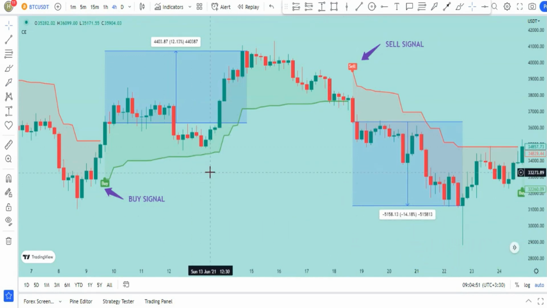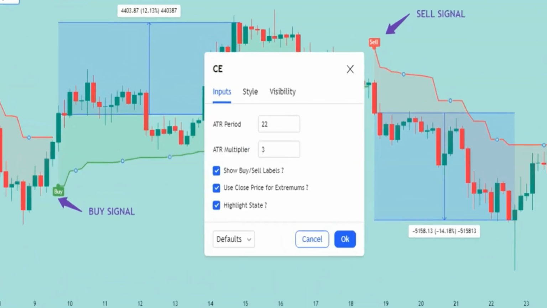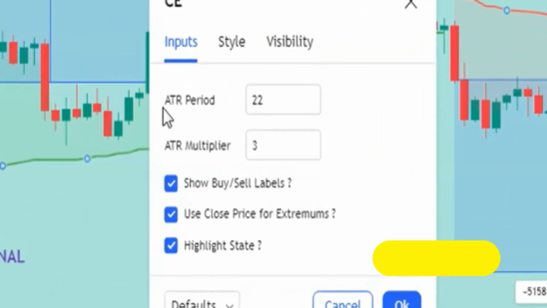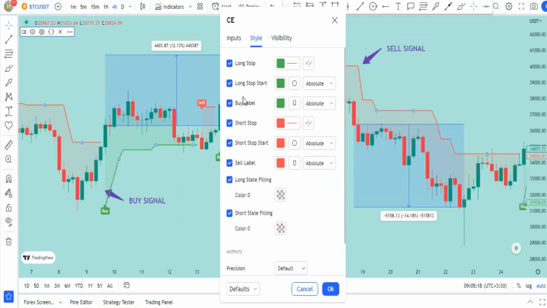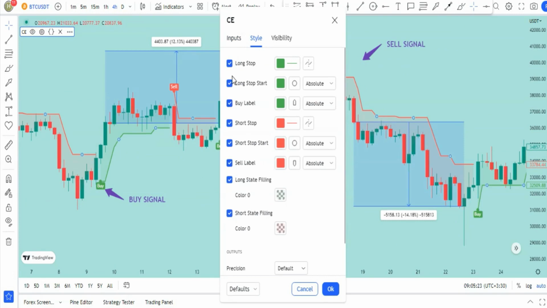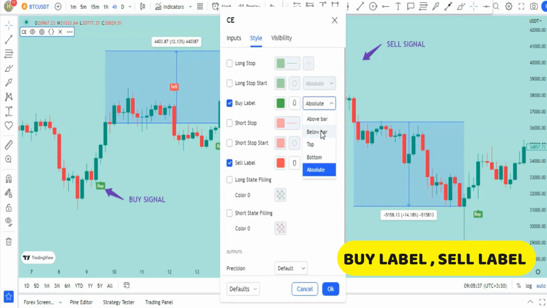But it's better not to use the default settings of this indicator. So go to the settings section of chandelier exit indicator and change the ATR period to 1 and the ATR multiplier to 1.8 in the input section. Then go to the style section and disable all other options except for buy label and sell label, like I did.